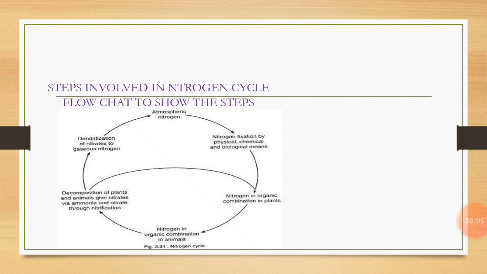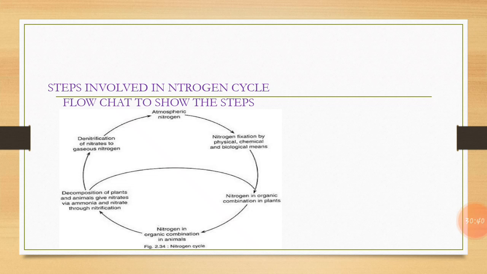The nitrogen taken up by the plants in these forms is mainly used for making plant proteins, and when the plant is eaten by animals, they get the protein from it. So this is the way nitrogen enters into the food web, through the primary consumer.